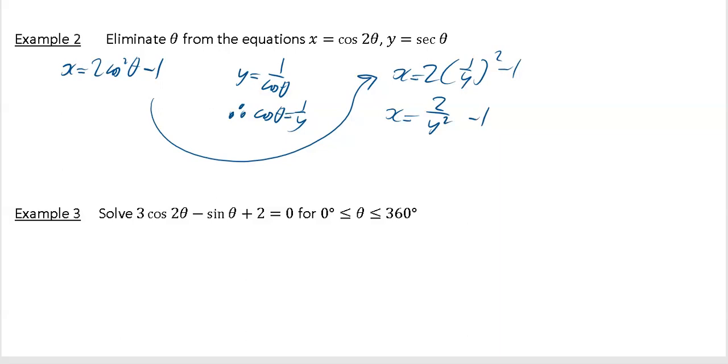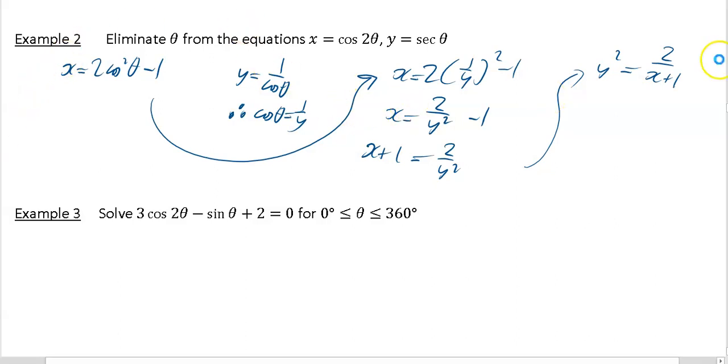And you might not like that, might not appeal to you. So what you could do is bring the 1 across, so you have x plus 1 is equal to 2 over y squared. And then you could multiply across by the y squared, and y squared is going to be equal to 2 over x plus 1. That may look a wee bit nicer for you, but to be honest, they're pretty ugly no matter what way you write it.